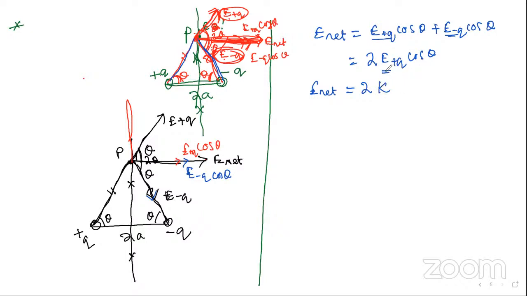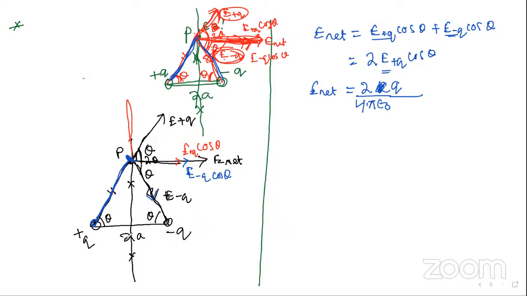What will be E plus Q? That will be K, or you can write simply 1 by 4 pi epsilon naught, 1 by 4 pi epsilon naught times Q by R square. What will be R here? This length, the distance from here to here. The field we are supposed to find out is the field at point P. Our charge is here. So what is the distance? This is the distance.